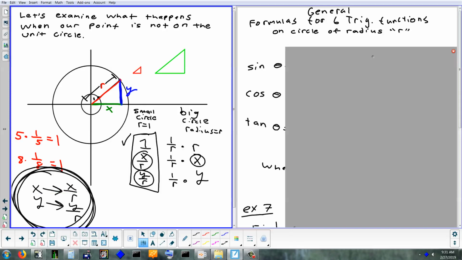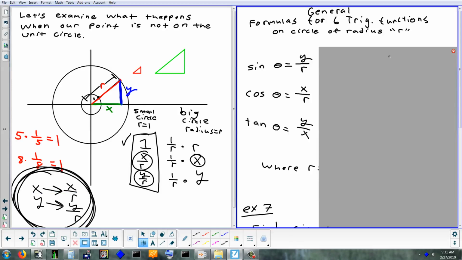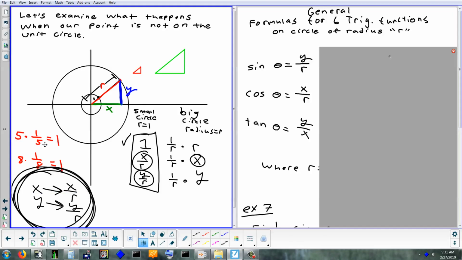Okay. So all week we've been doing sine, cosine, tangent. What has sine been all week? Y. What did we just say y turns into? Y over r. Cosine has been x. X, when you scale it down, turned into x over r.